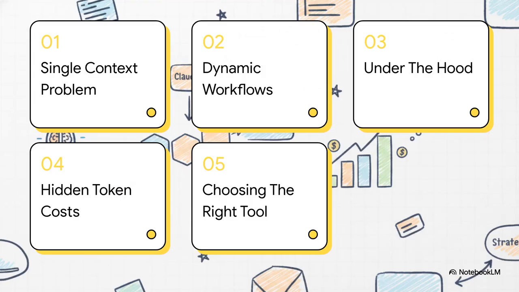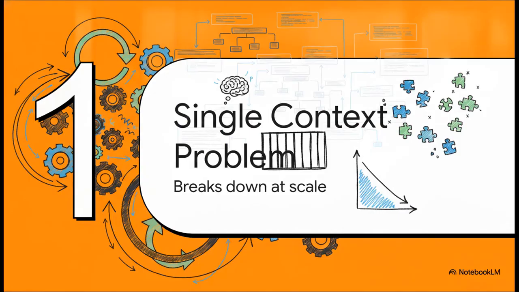So to get you using this effectively, here is our roadmap for today. 1. The single context problem. 2. Enter dynamic workflows. 3. Under the hood. 4. The hidden token costs. And 5. Choosing the right tool. Let's kick things off with Section 1, the single context problem.